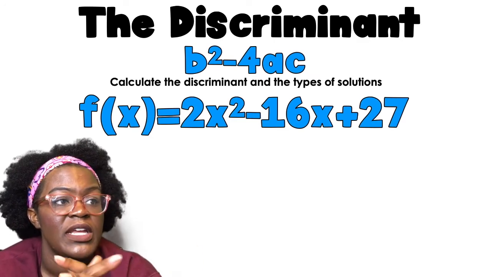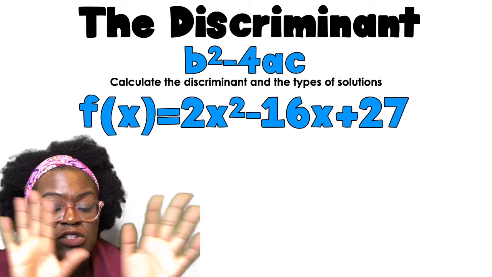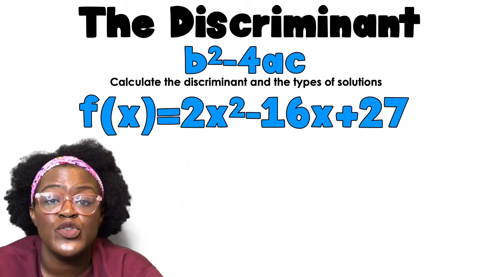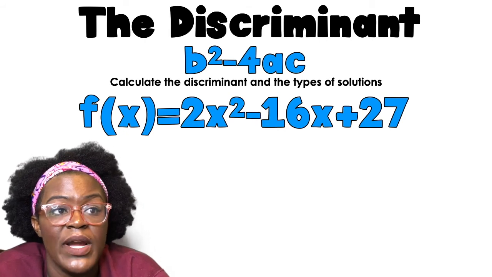Okay, so what is the discriminant here? You're just doing b squared minus 4ac. Don't plug into the whole quadratic formula. You're doing too much work. Just plug into b squared minus 4ac.